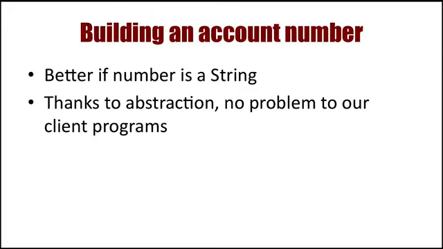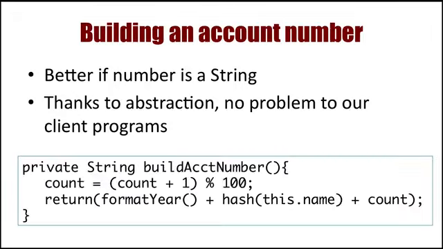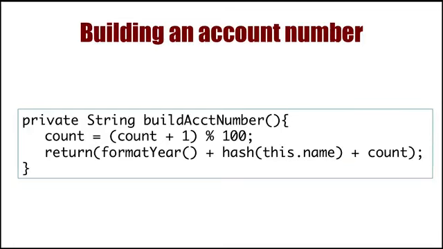Client programs use class methods to get and set the number, so the data type of this field doesn't really matter to those clients. Changing it should not have an effect on the client programs if they were written in accordance with good object-oriented principles. To build account numbers, we might write a method in our class like this one. This method would be private because it would only be used by the objects in the class, not the clients.